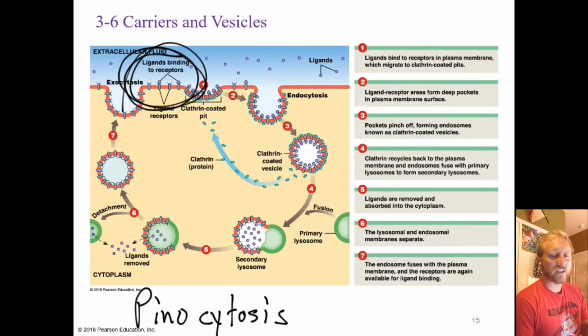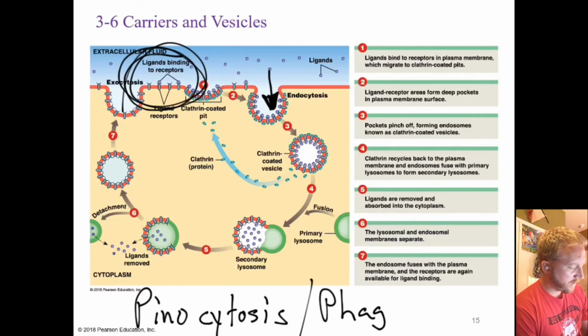Then you've got pinocytosis, and that's endocytosis, but that's moving water, basically. Like this vesicle right here basically drinks water from outside of the cell and then brings it in. So it's bulk transport of water, basically.